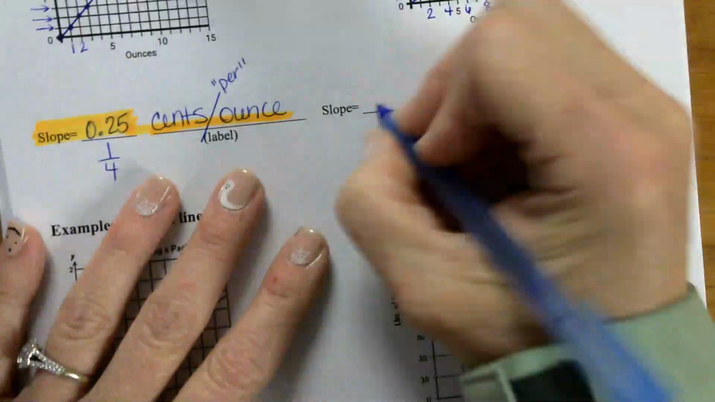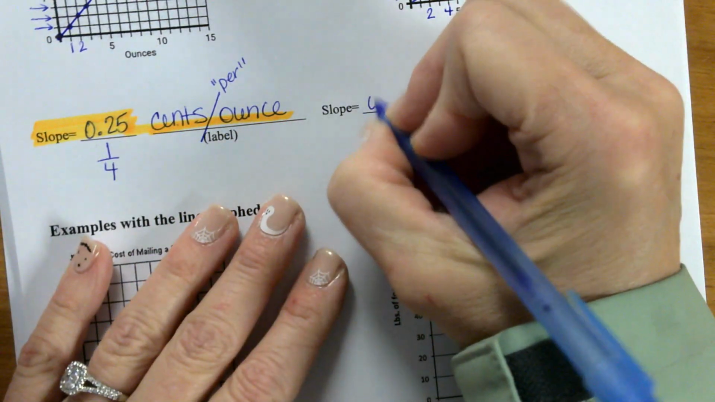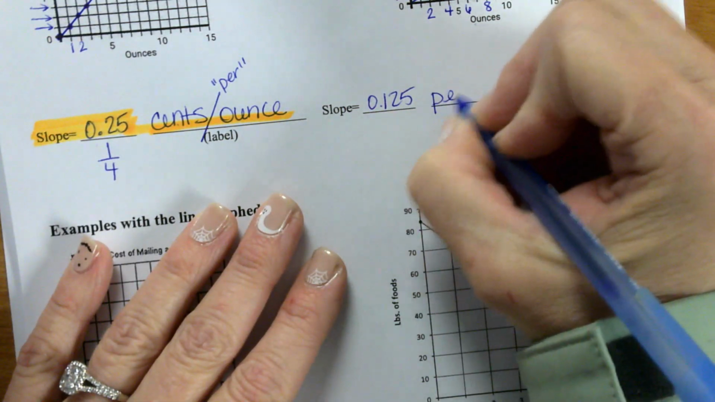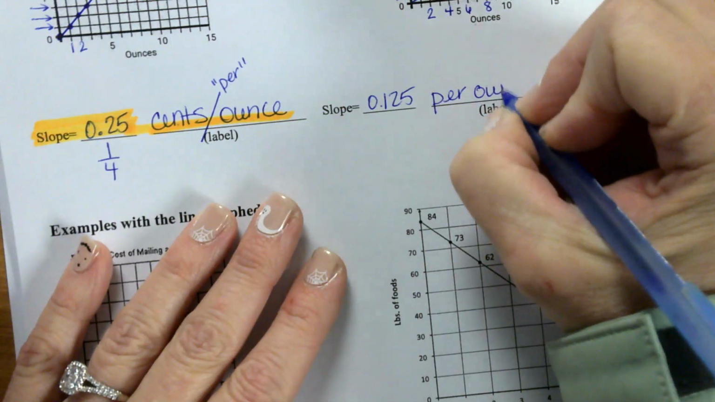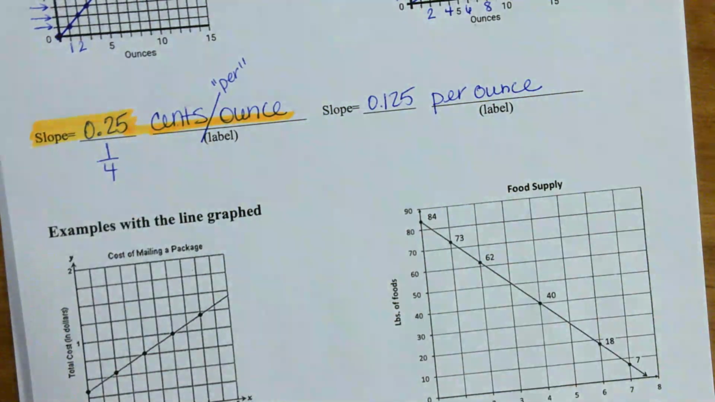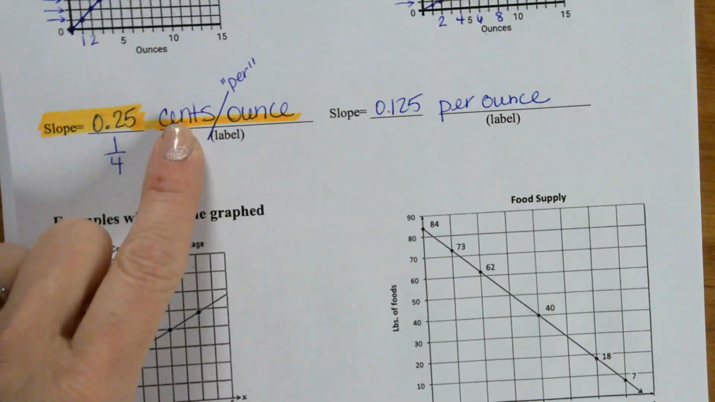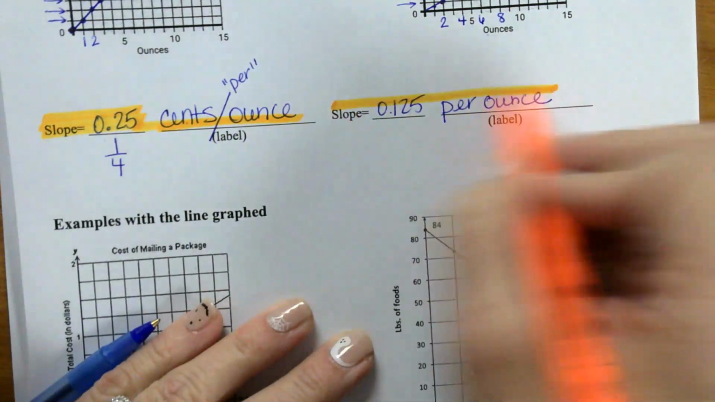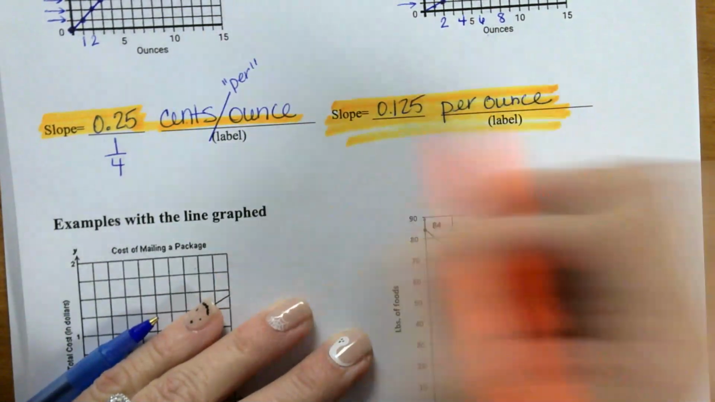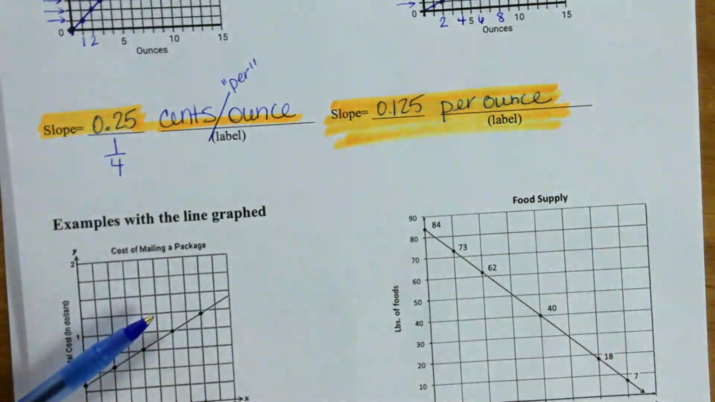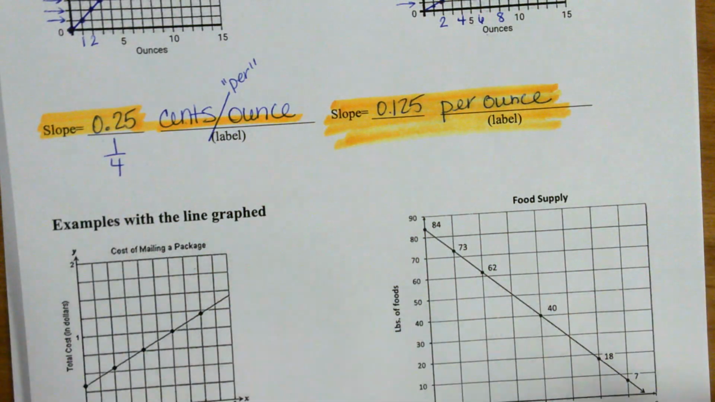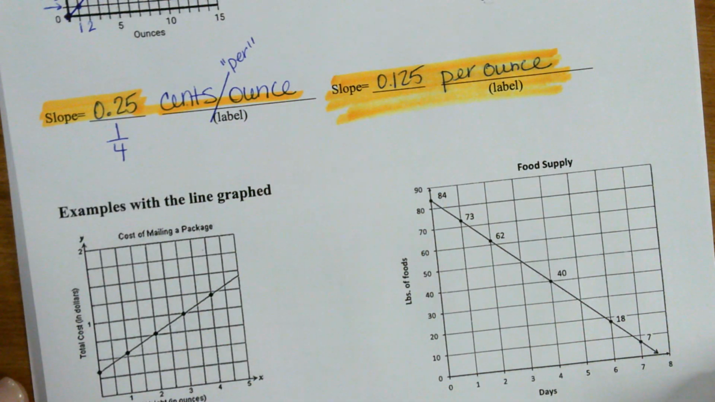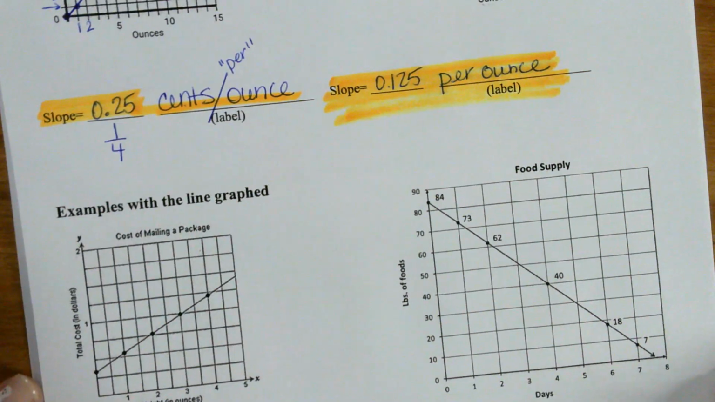So my slope was 0.125, you could say per ounce. If you say per ounce, you really don't even need this over here. But this is your answer. Do I have to label it? Yes, you do. Do you have to graph it? I don't know. If they give you a graph, graph it. If there's no graph, read the directions.